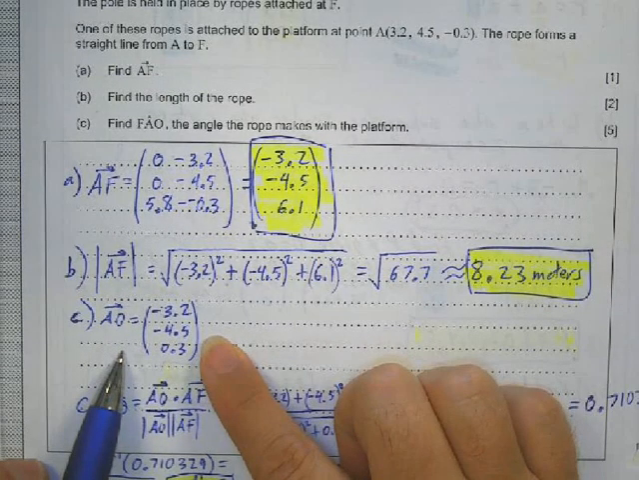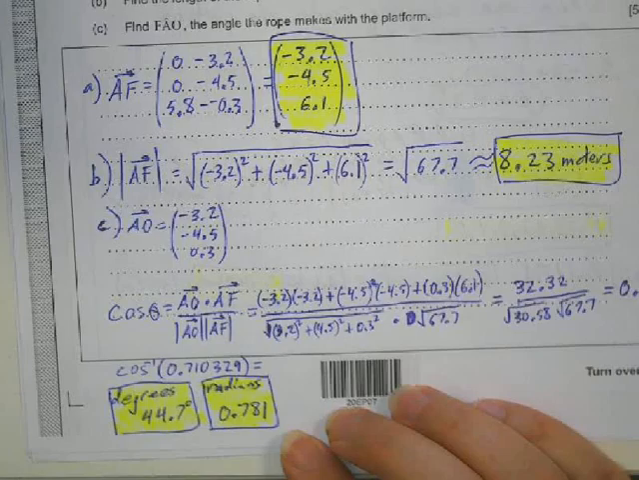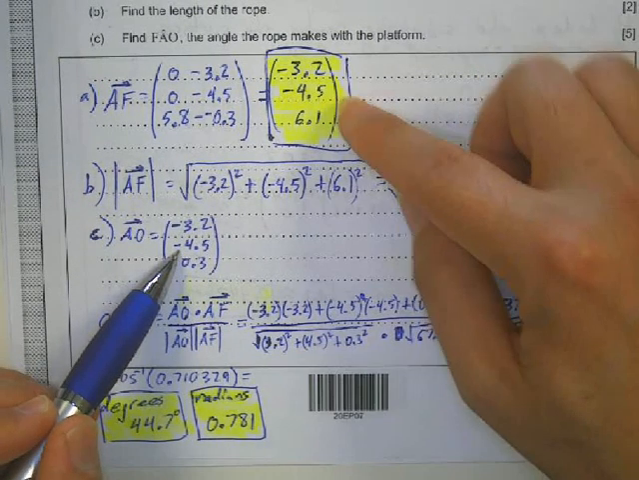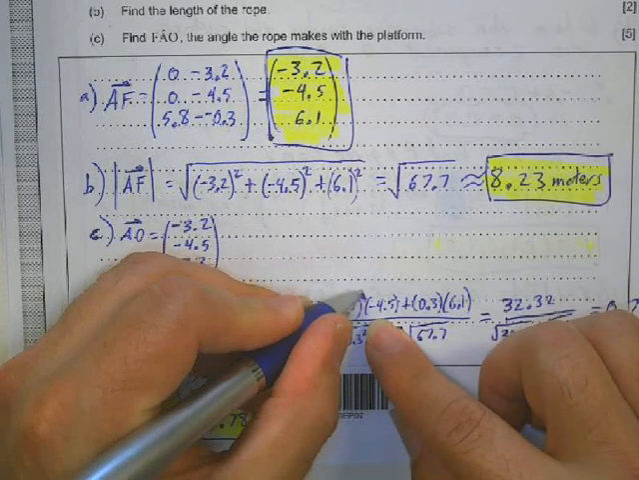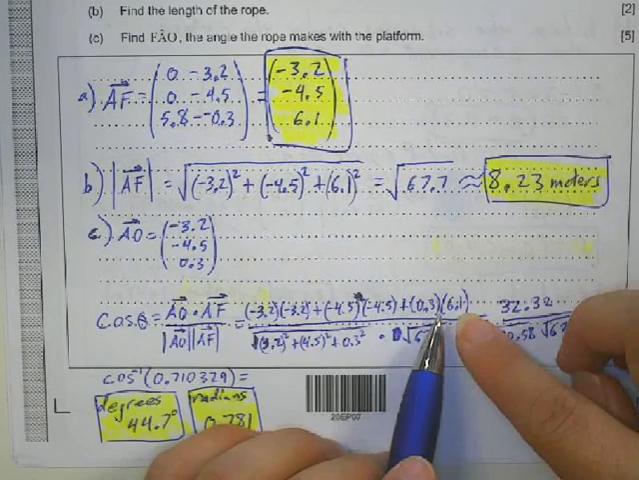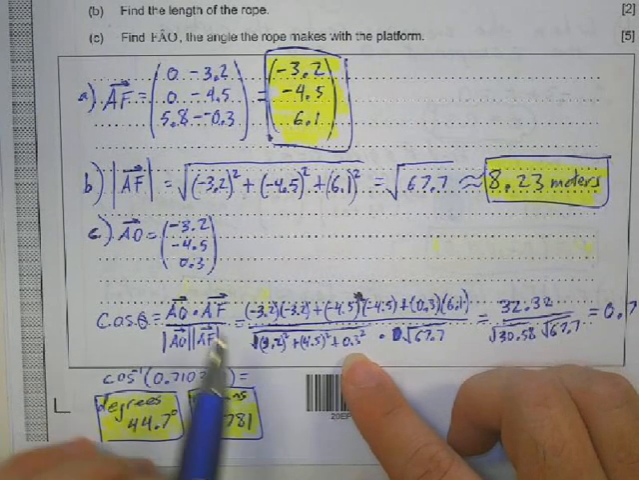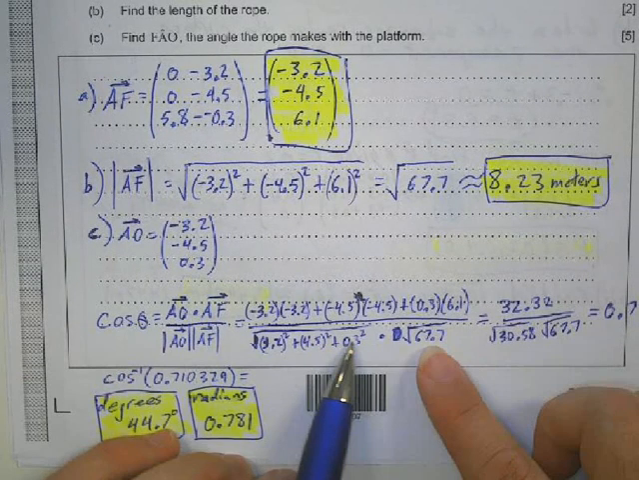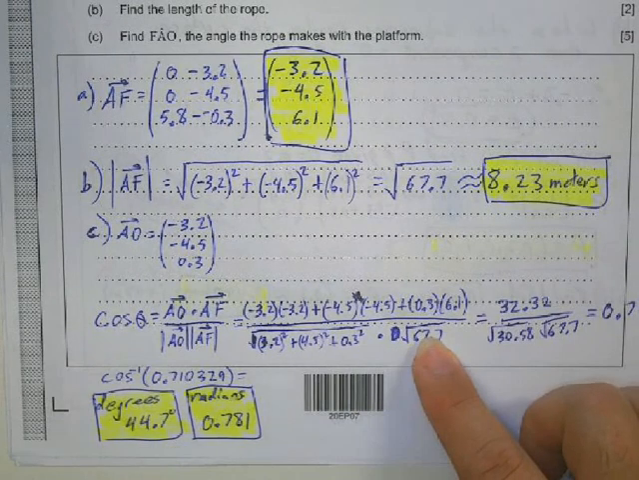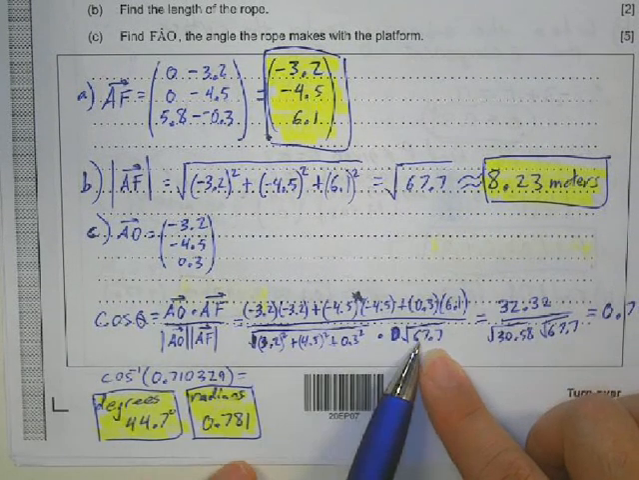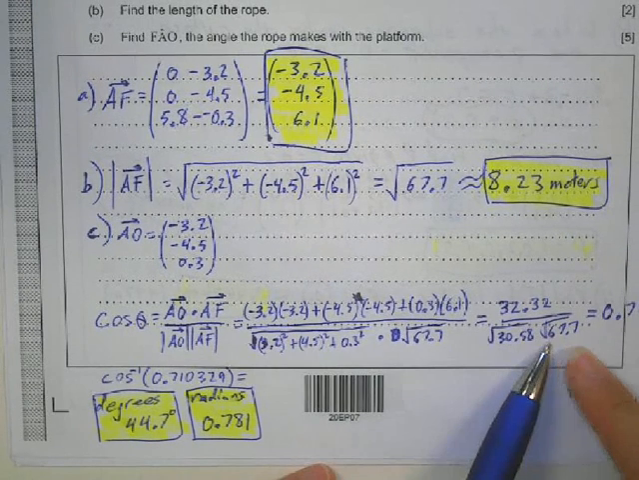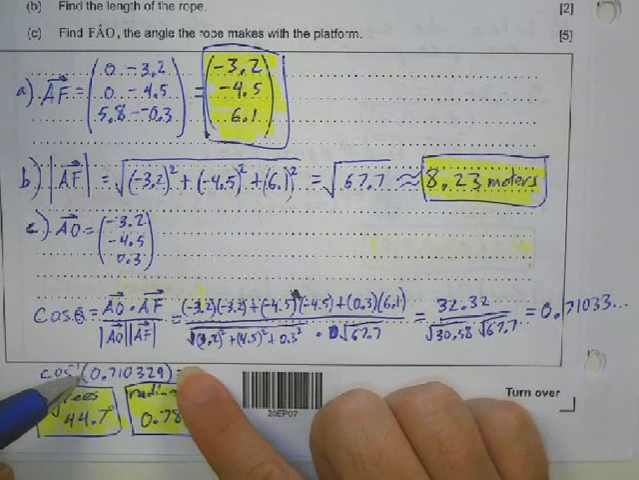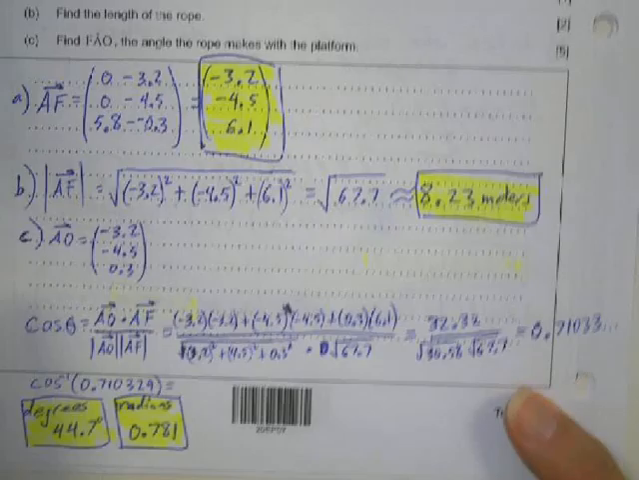So negative 3.2 times negative 3.2 plus negative 4.5 times negative 4.5 plus 0.3 times 6.1, divided by the magnitude of AO. So the magnitude of AO is the square root of negative 3.2 squared plus 0.5 squared plus 0.3 squared, which gets me this. And this one here, we already found the magnitude of AF. It's this value here. So I take this value divided by this, and I get this answer. And then I do the inverse cos of this value, and then I get my answer. Degrees or radians are both acceptable.